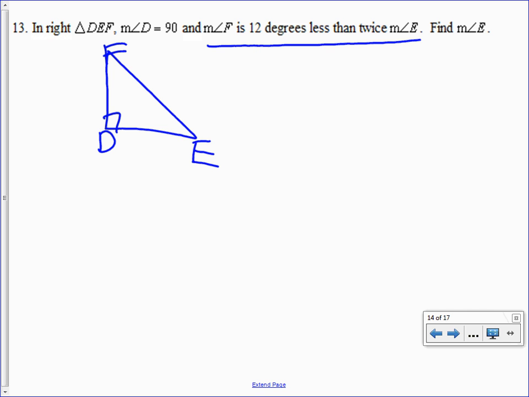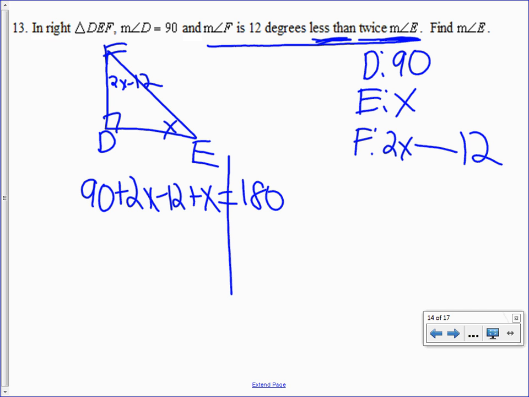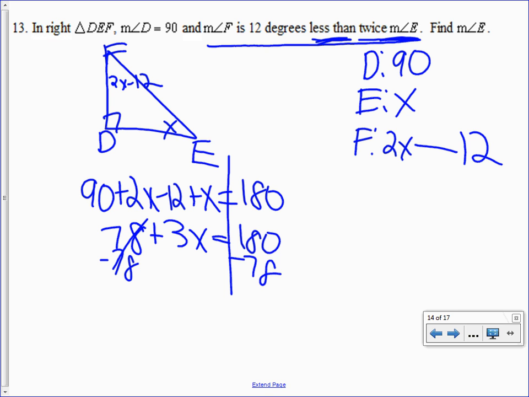Well, this kind of goes back to Algebra 1. D is 90. The measure of angle E must be x. Angle F is 12 degrees less than twice that. We're talking about the angles of a triangle. E is x, F is 2x minus 12. So the angles of a triangle must add to equal 180. That gives me 78 plus 3x equals 180, minus 78, minus 78. 3x equals 102. Divide by 3. Divide by 3. X equals 34.